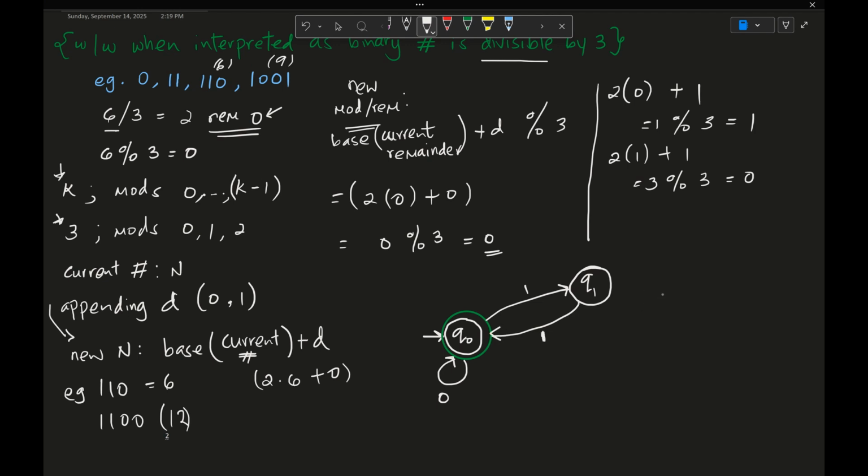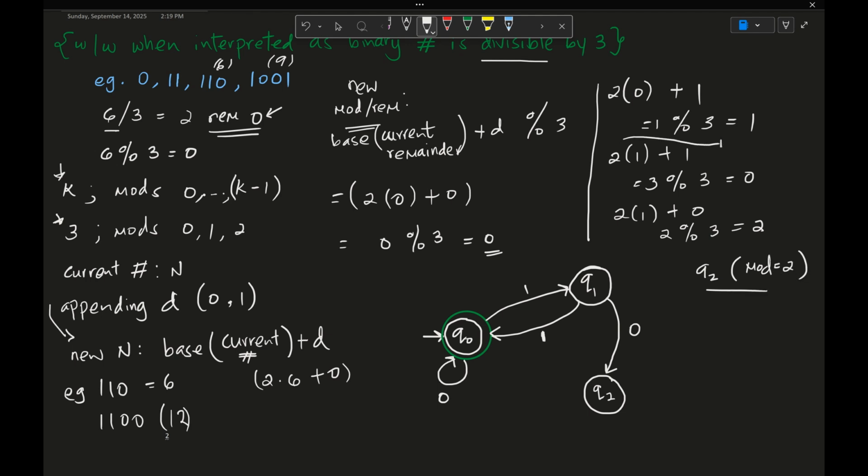But what happens if we see a 0? That'll be 2 times 1 plus 0, so that's 2 mod 3, which equals 2. So we go to a new state, Q2. We already did all the cases for Q1. Now we are in Q2, a state with a mod equal to 2. This was our Q1 calculation, and this is our Q2 calculation.